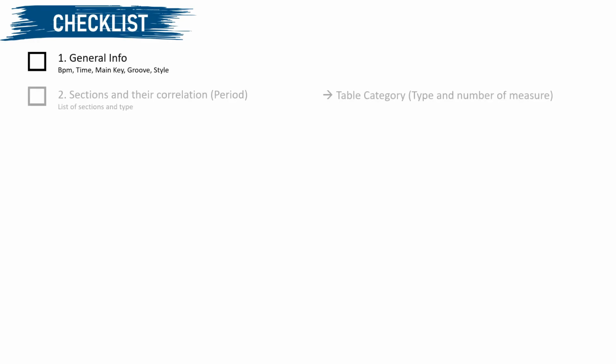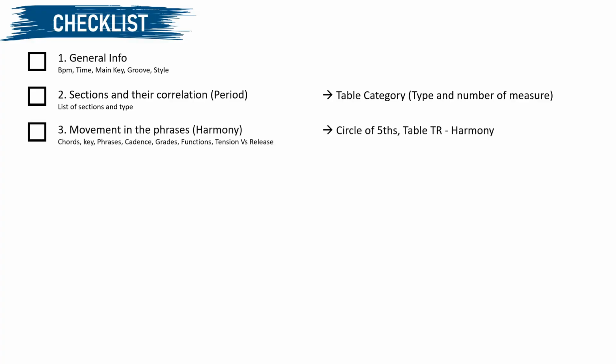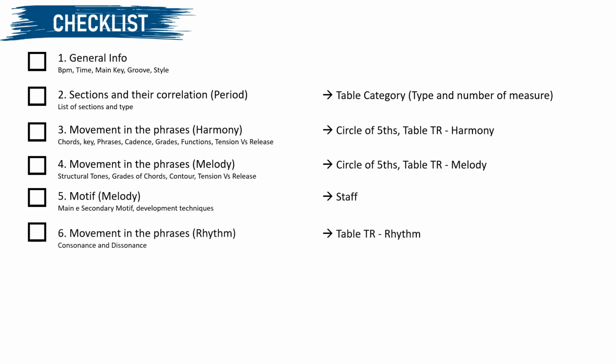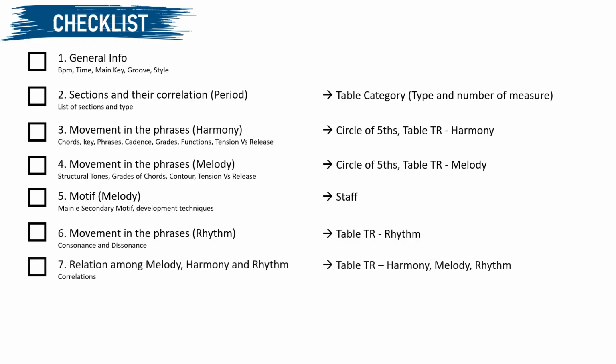Now let's see a simple checklist in order to break down a song methodically. General info. BPM, time, main key, groove, style. Song sections and their correlation, the period. Especially identifying verse, chorus and bridge. Movement in the harmonic phrases. Movement in the melodic phrases. The motif, main and secondary motif. Movement in the rhythmic phrases. Relationship among melody, harmony and rhythm.